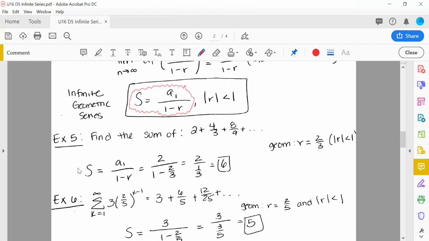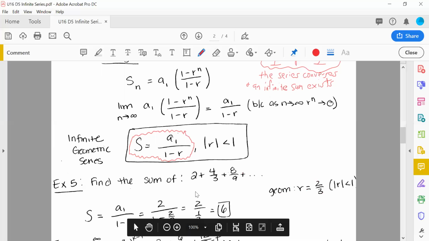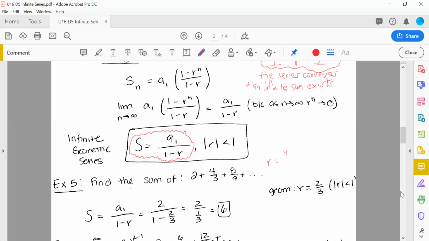Find the sum in example 5 of this particular series right here. First, let's find R. R equals the second term divided by the first term. Remember, dividing by a number is like multiplying by its reciprocal, so 4/3 times 1/2 is what? 4/6, which reduces to 2/3. And that's what's right there.